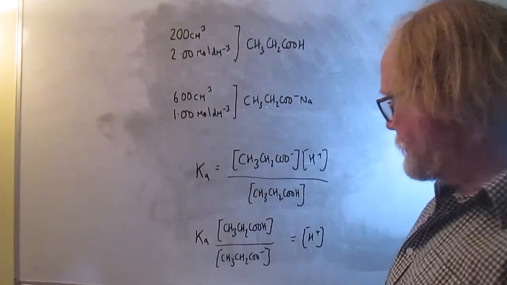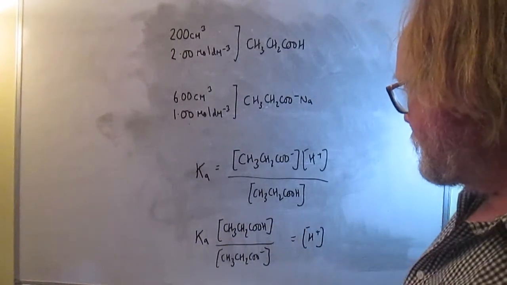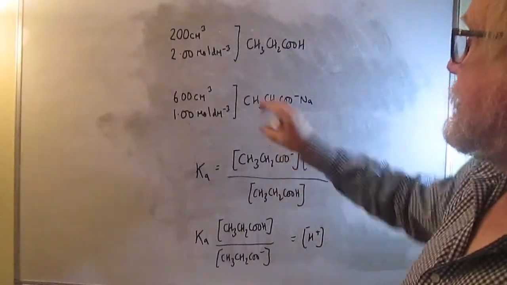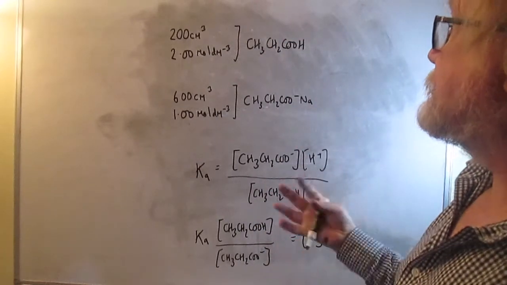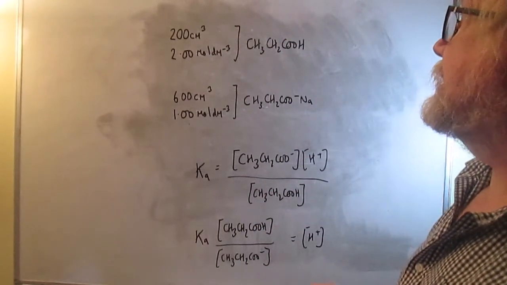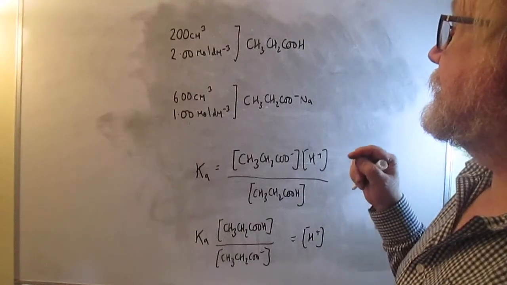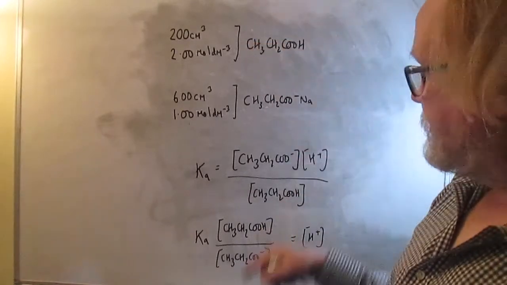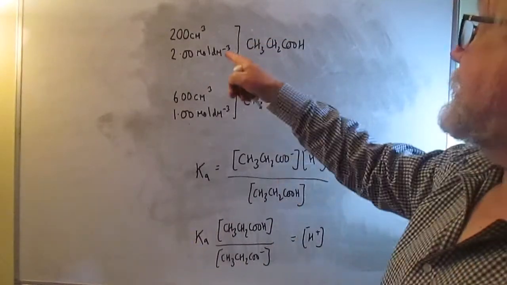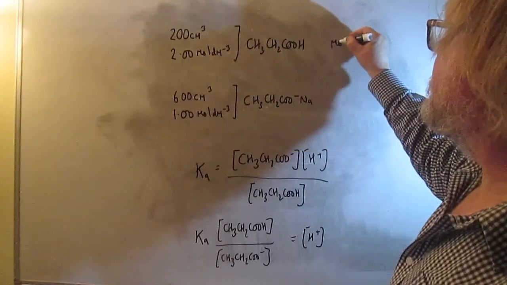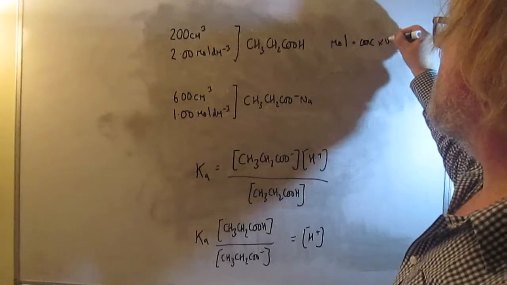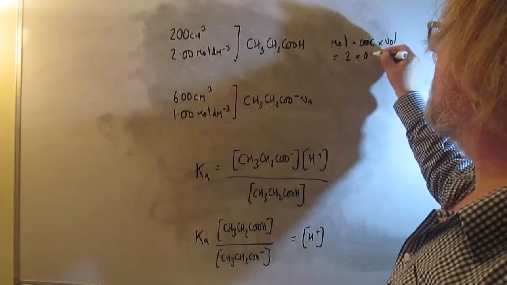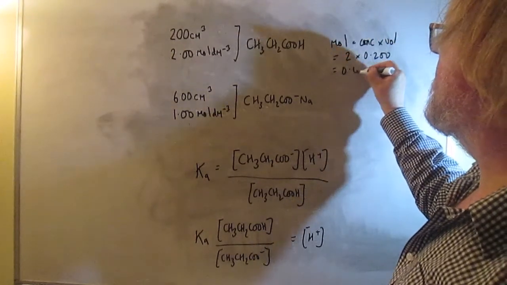So all we've got to do is to work out what the concentrations of these are in the final mixture. So obviously they're not the same as their starting concentrations because each one's been diluted by the other one. So what we need to do is to work out the moles of each one and then divide those by the total volume to get these concentrations. Okay, so for this one we can do moles is concentration times volume, which is 2 times 0.2, which is 0.4 moles.